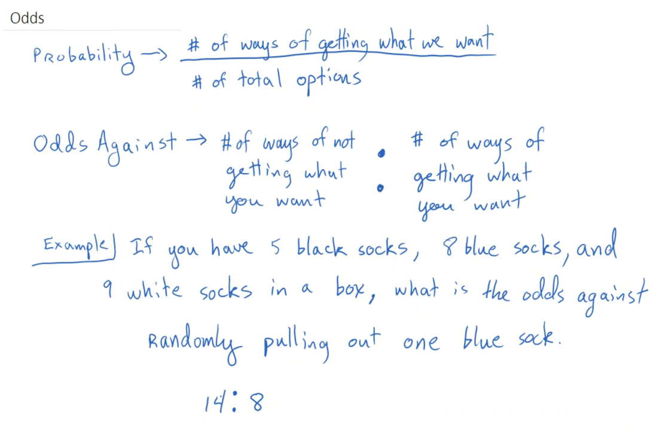So this is the odds against. So the odds for pulling out a blue sock was 8 to 14. The odds against pulling out a blue sock is 14 to 8 because it's against what we desire, what we want. Alright, so that's how odds work and how they're set up. The other thing we need to be able to do is switch back and forth between odds and probability.